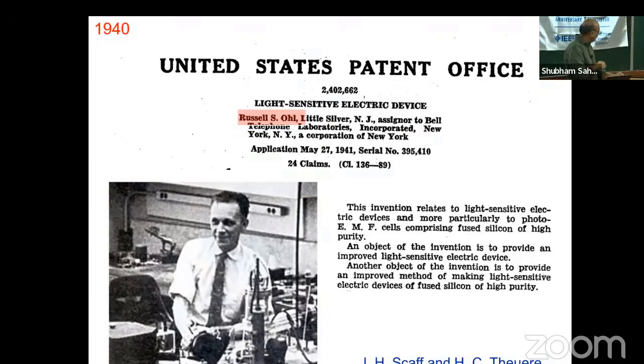There were two other gentlemen, Scaff and Theuerer. I'll not talk more about them. These were the metallurgists at Bell Labs. It was very important for the discovery of the transistor and many other developments later on that you had pure samples of germanium and silicon. These two gentlemen played a big role in making very high quality germanium and silicon available for experimentation.